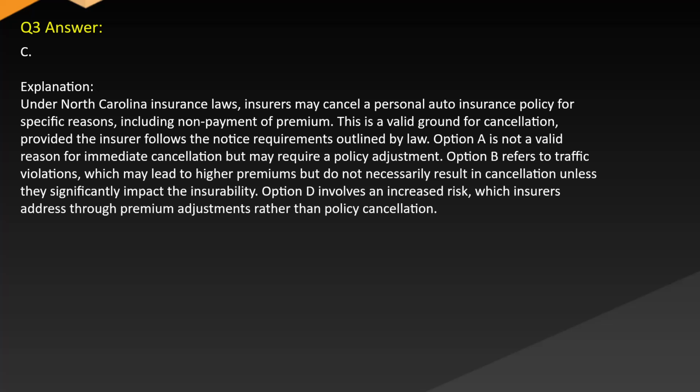Option B refers to traffic violations, which may lead to higher premiums but do not necessarily result in cancellation unless they significantly impact the insurability. Option D involves an increased risk, which insurers address through premium adjustments rather than policy cancellation.